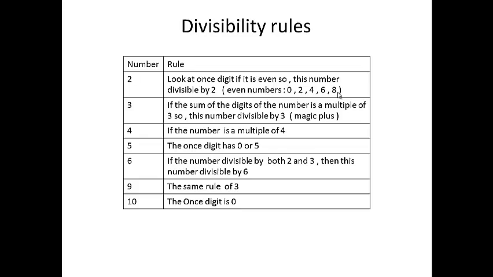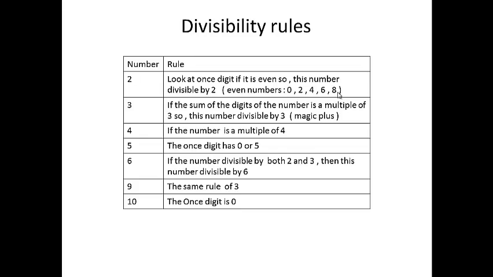6, the same rule: if the number is divisible by both 2 and 3. Yes, 42 is divisible by 2 and divisible by 3. So this number is divisible by 6. Yes, we know from the timetable 42 is 6 by 7. Yes, we know it. Divisible by 9, the same rule of 3.